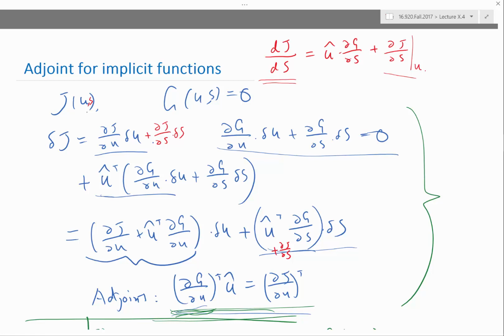This is actually the case if you have an airplane and look at the drag or lift, because even if the flow solution stays exactly the same, changing the geometry is actually going to change the forces. So this is usually actually the case. J explicitly depends on S.